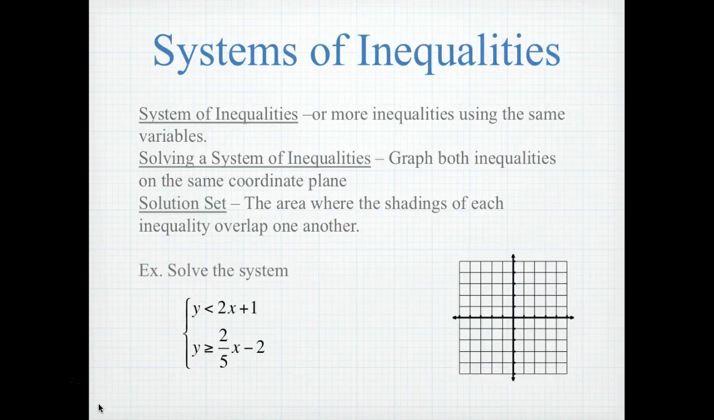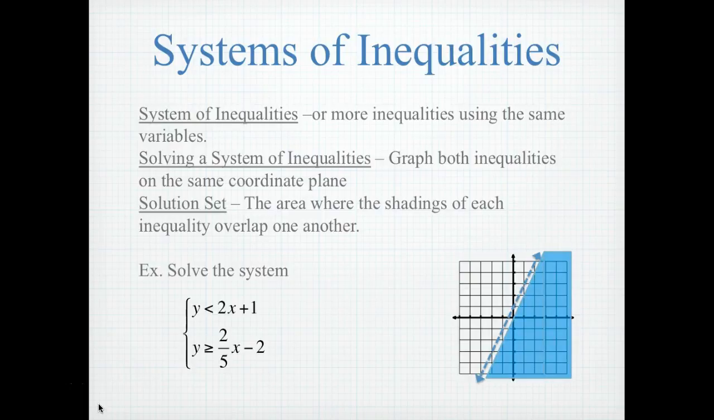So for our example, we have y is less than 2x plus 1, and y is greater than or equal to 2/5 x minus 2. So our first inequality we're going to graph with a dashed line, and it has a slope of 2 and a y-intercept of 1. And now when I substitute the origin as a test point, we get 0 is less than 1, which is true. So we're going to shade the side of the line that contains the test point.